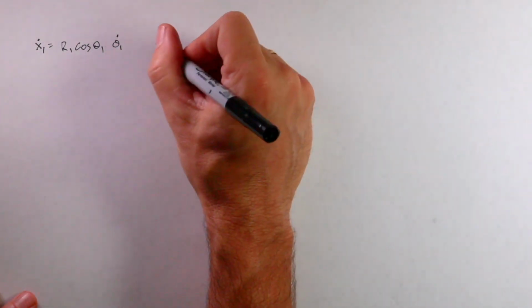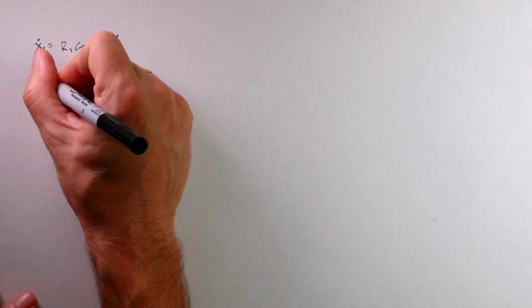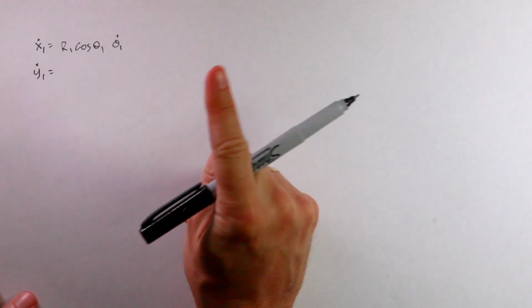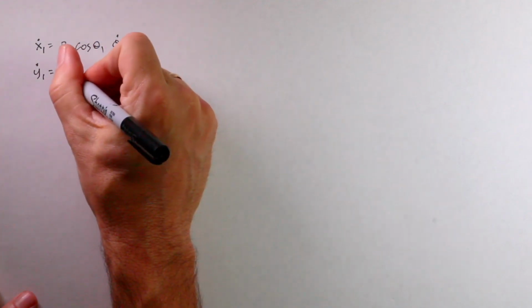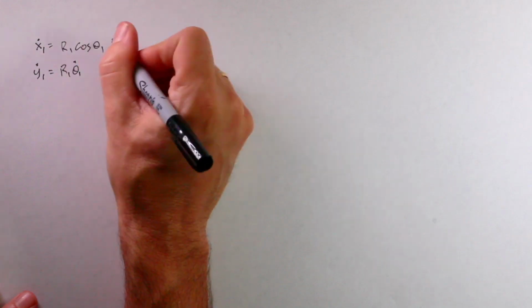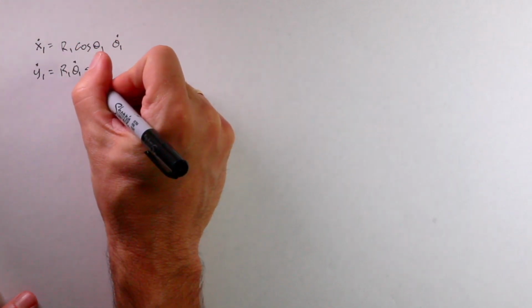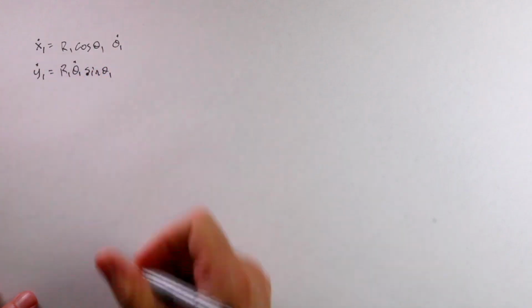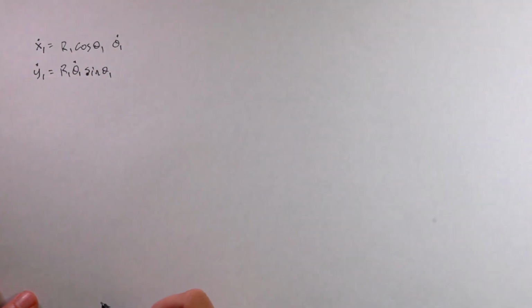And now I can do the same thing for y1 dot. y1 dot is going to be equal to, it's the derivative of cosine, which is negative sine. So it's going to be r1 theta 1 dot, I'm going to put the theta 1 dot in the front, sine theta 1. Okay, that wasn't too bad.